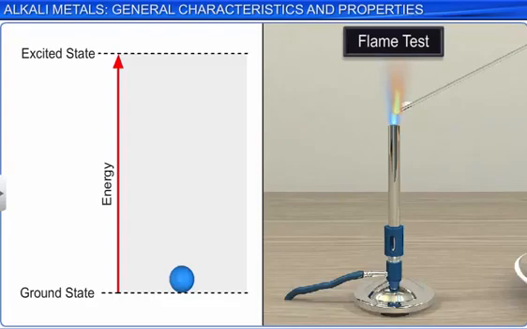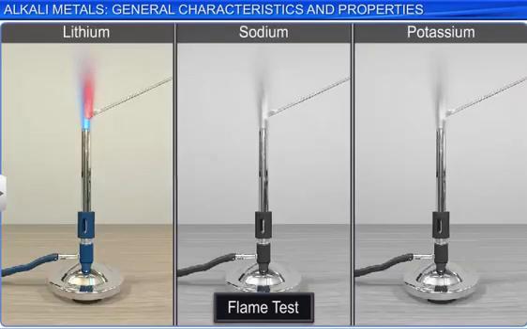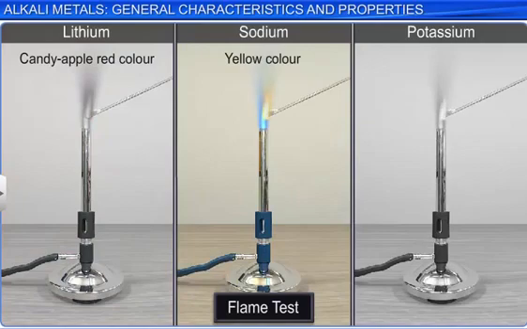Let's look at the result of some flame tests. Lithium gives a cheerful candy apple red color. This yellow color is characteristic of sodium. You may have observed it if a boiling salt water sample spills over when cooking on a gas stove. Potassium flame tests emit a lilac-colored flame.